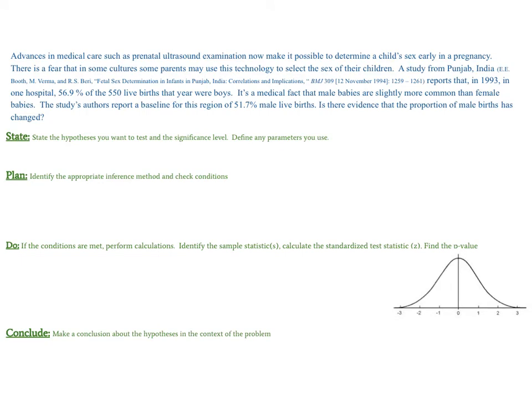Advances in medical care, such as prenatal ultrasound examination, now make it possible to determine a child's sex early in pregnancy. There is fear that in some cultures, some parents may use this technology to select the sex of their children. A study from Punjab, India reports that in 1993, in one hospital, 56.9% of the 550 live births that year were boys.